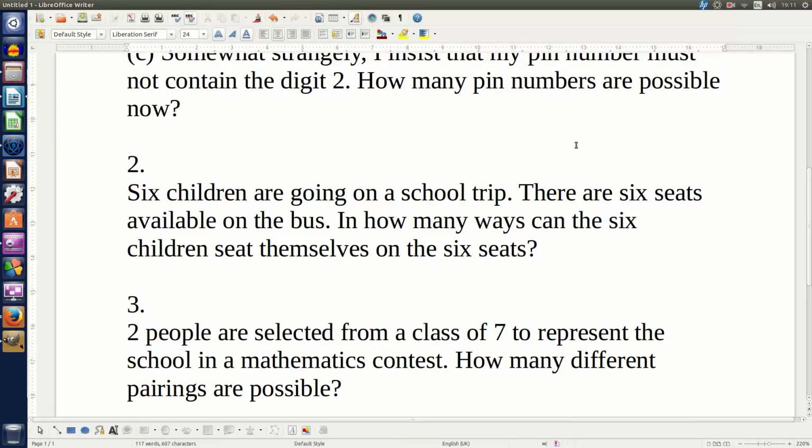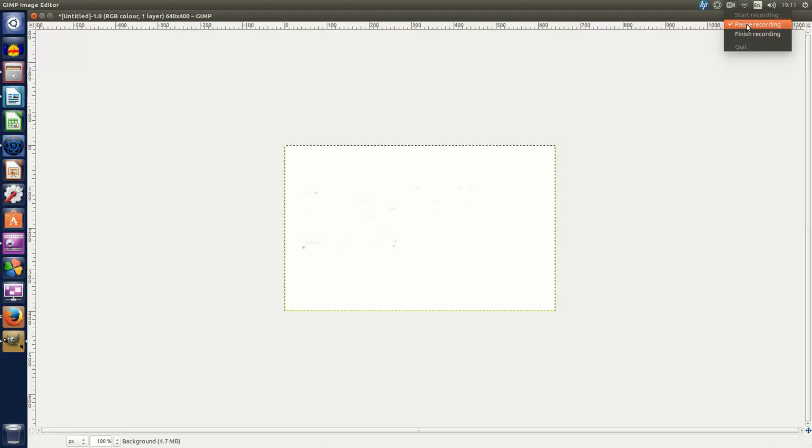Okay, here's a different example. This is about 6 children. They're going on a school trip. There's 6 seats available on the bus. In how many ways can the 6 children seat themselves on the 6 seats? So how many possible arrangements are allowed if 6 children are sitting on 6 different seats? Now, it helps to call the seats here A, B, C, D, E, F, I think, for just visualizing it in your head. Let's have a think about that.